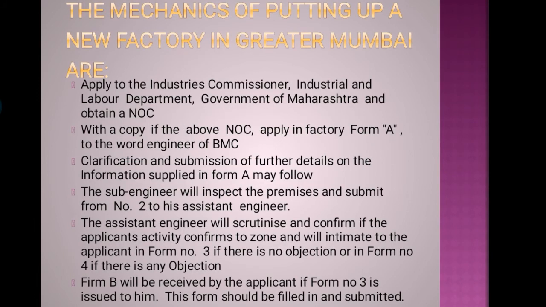The mechanics of putting up a new factory in Greater Mumbai are given as below. See students, here only an example of Greater Mumbai is taken. A similar process will apply to every state, including Gujarat. So, let's discuss the mechanics. First, apply to the Industries Commissioner, Industries and Labour Department, Government of Maharashtra, and obtain a NOC, that is no objection certificate.